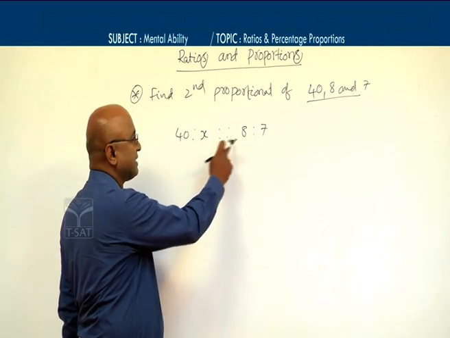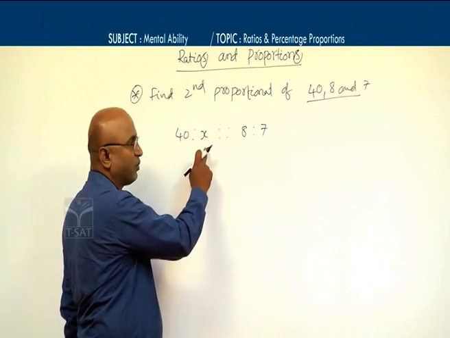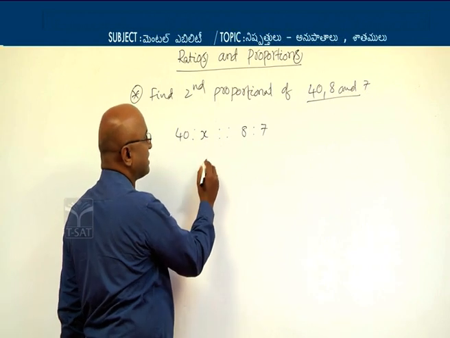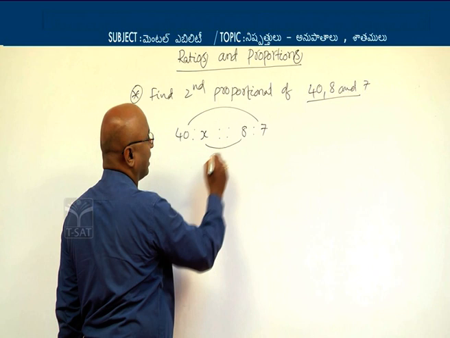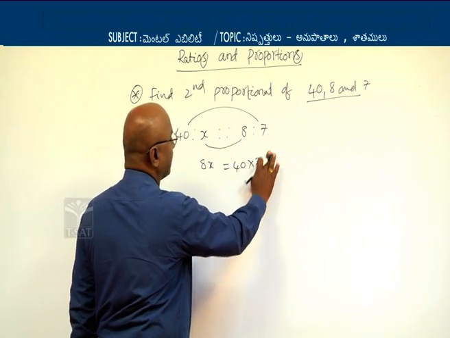40 is to x as 8 is to 7. It is the second proportional to be found. Now when two ratios are in proportion, the product of means is equal to the product of extremes. Now 8 into x, 8x, is equal to 40 into 7.